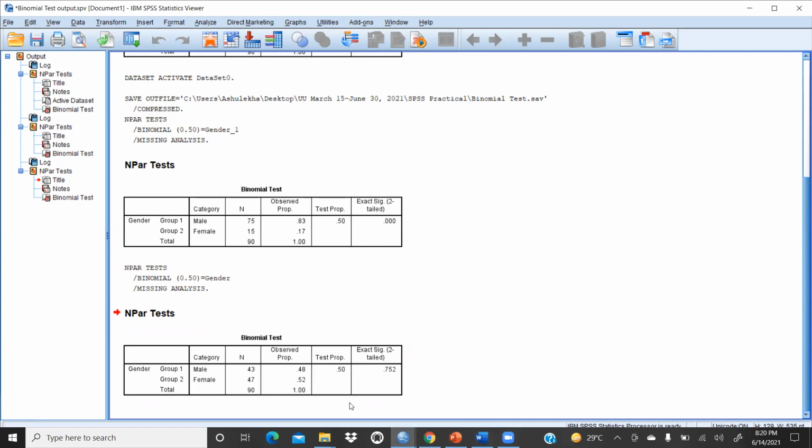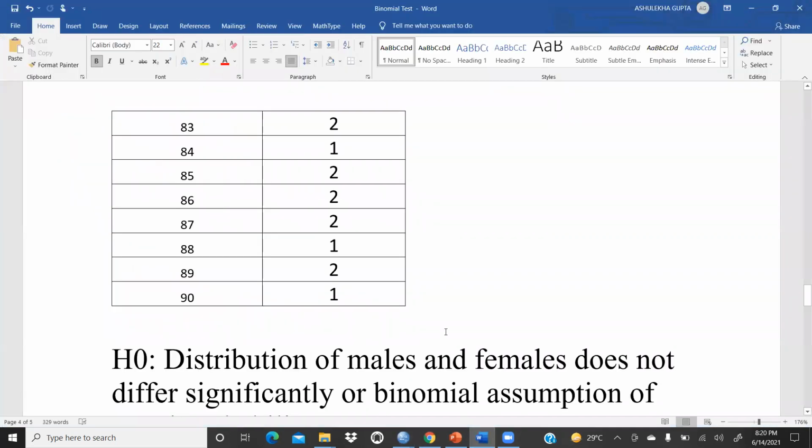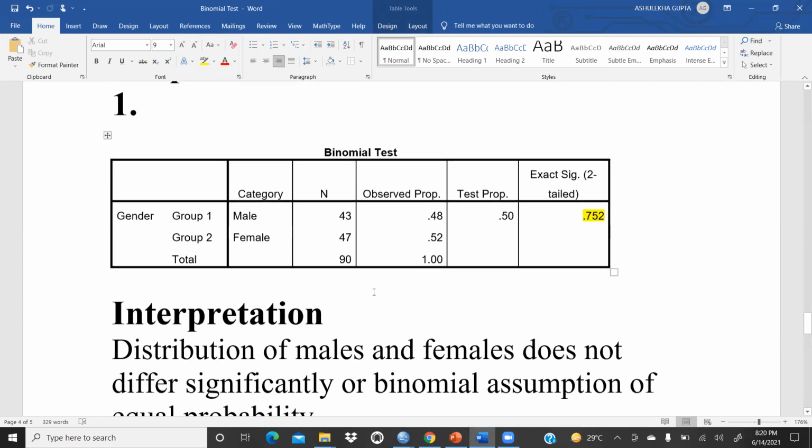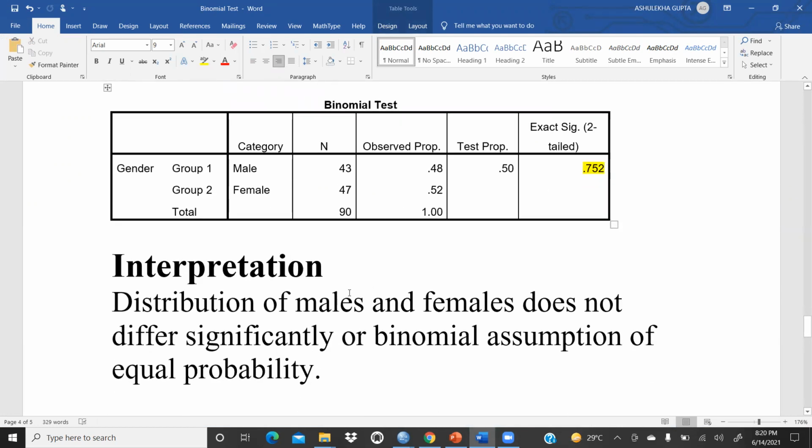I will copy this test value here. You could see here, this is group 1, male is 43, female 47, and the significance value is 0.752. So what could be my interpretation? My interpretation would be: the distribution of male and female does not differ significantly from the binomial assumption of equal probability.